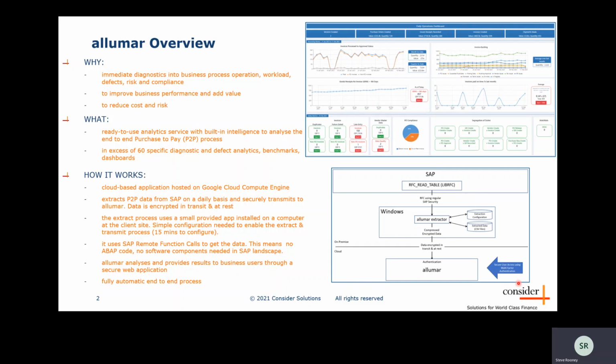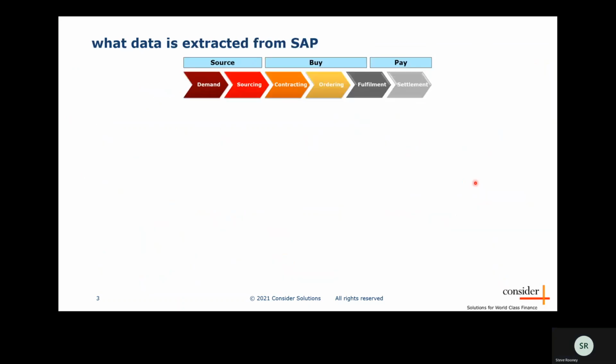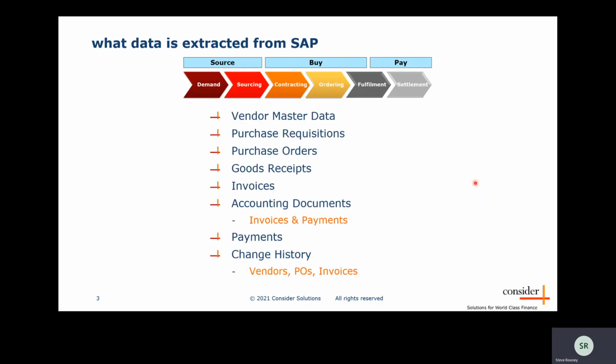The extract process uses a small provided app, and we will be going through the installation and configuration process in this session. It uses SAP remote function calls to get the data from SAP, and this means there's no ABAP code and no additional software components needed in the SAP landscape. The data needed by the analysis is that contained within the master data, transaction, and configuration tables that support the P2P process in SAP, and the main tables are listed on your screen.